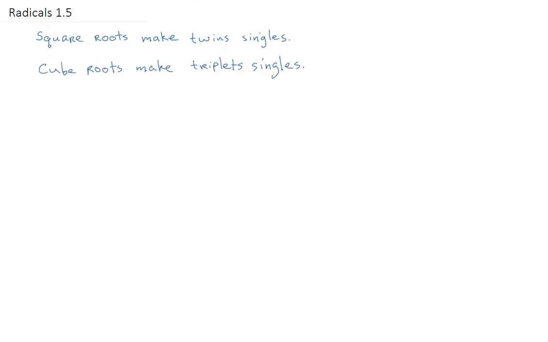Cube roots make triplets singles. That means it takes three of the exact same thing and makes it into one. And fourth roots make quadruplets singles, so four of the exact same thing turns it into one, and so on. So that means with square roots, the square root of 4 equals 2 because there are two 2's inside of a 4. And so that square root's taking those two 2's and making it a single 2. It's undoing the squaring of those 2's and taking it back to a single 2.